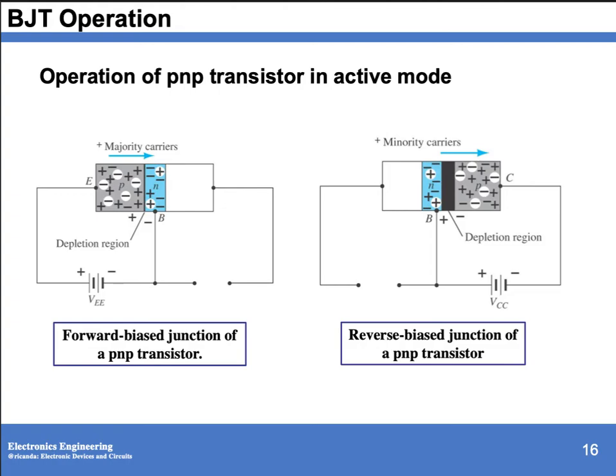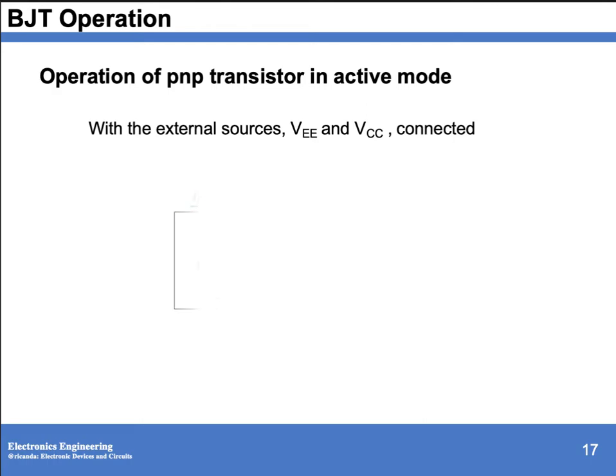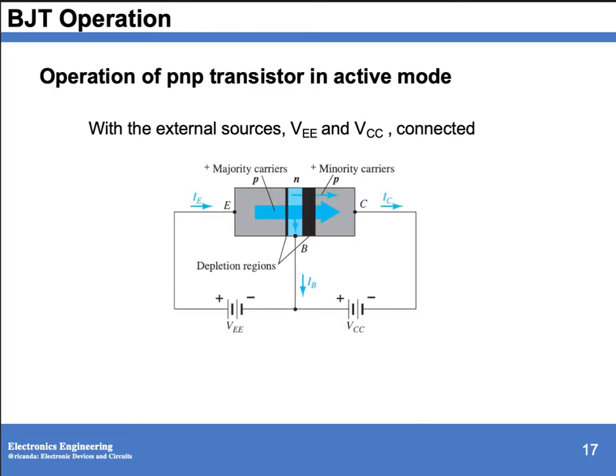So if we combine these two with external sources V_EE and V_CC connected, both biasing potentials have been applied to the PNP transistor, resulting in the majority and minority carrier flow indicated in the figure. Note the width of the depletion regions, indicating clearly which junction is forward biased and which is reverse biased.